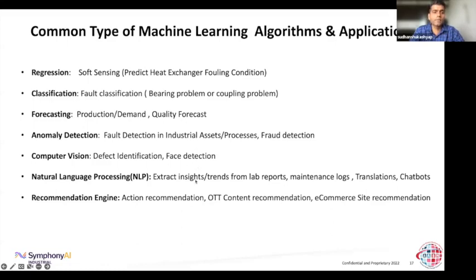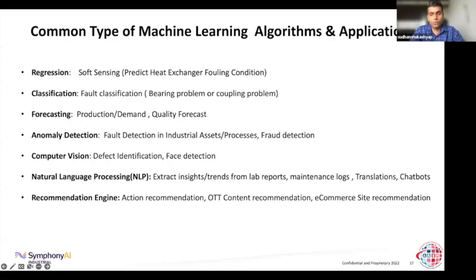And the other part is natural language processing, also known as NLP. Here, the application in the industrial domain could be to extract insights or trends from lab reports. Lab reports are mostly textual, so you automatically consume and analyze those texts, or maybe multiple lab reports together, and get insights out of them. Look into maintenance logs, what operators have written, and then take consolidated insights about the whole process or asset system.